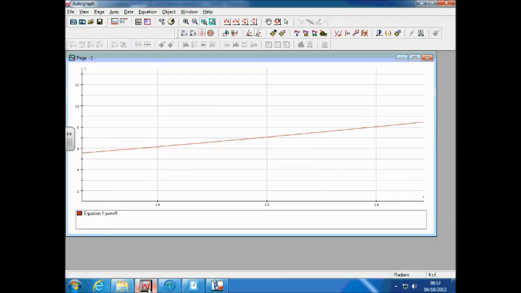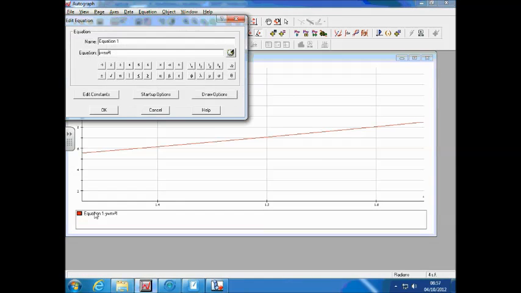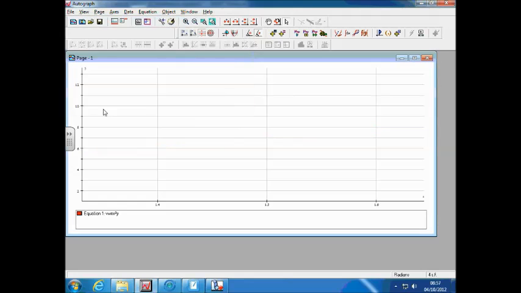So let's change this equation again to read v equals pi x squared y. And hope it works. And remember, if I want to put x squared in, I can use the little squared button, or I could just hit the x button twice, and it will give me x squared y. Hit OK and see what happens.